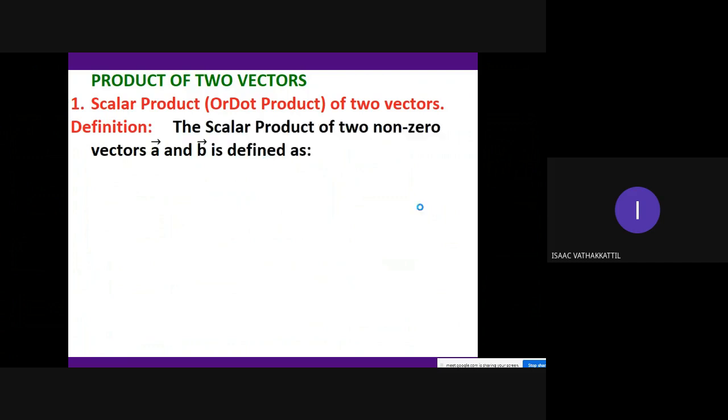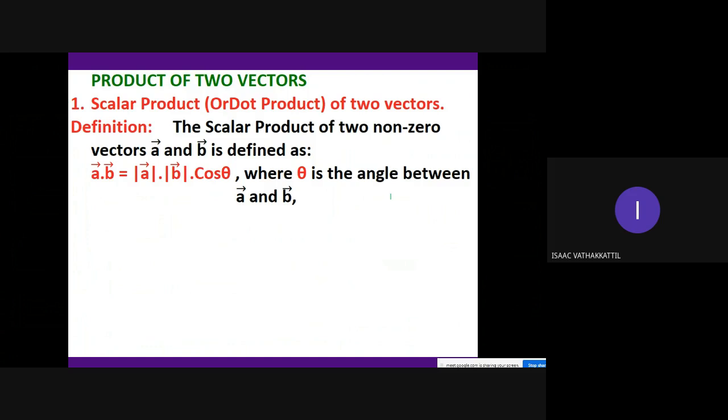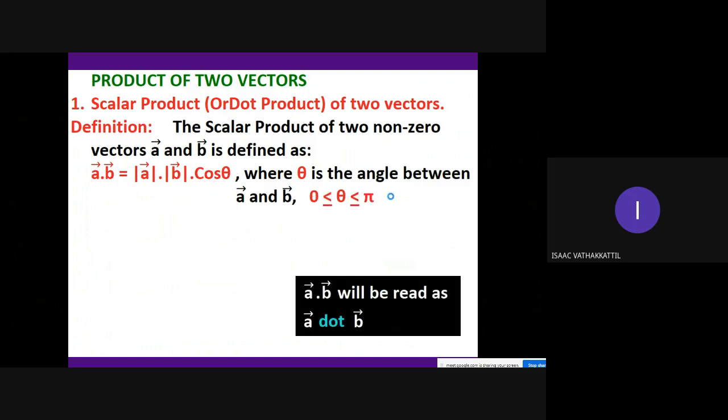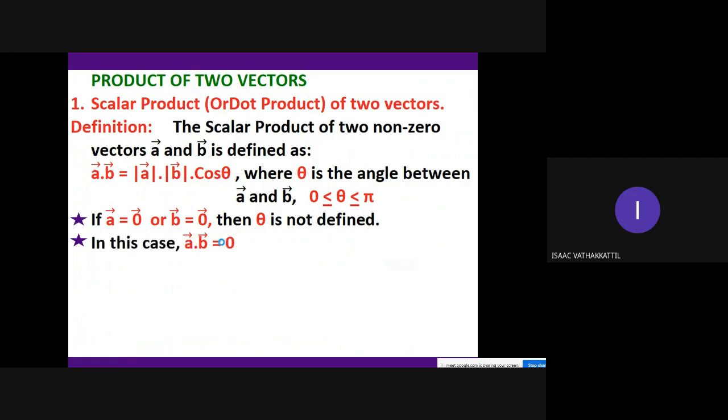We define, for non-zero vectors a and b, a dot b as magnitude a into magnitude b into cos theta, where theta is the angle between vectors a and b. Theta will be any number from 0 to pi. In case any of a or b is 0, then theta itself is not defined, so this definition is not valid if one of the vectors is 0 or both are zero. In this case, we define a dot b as 0.